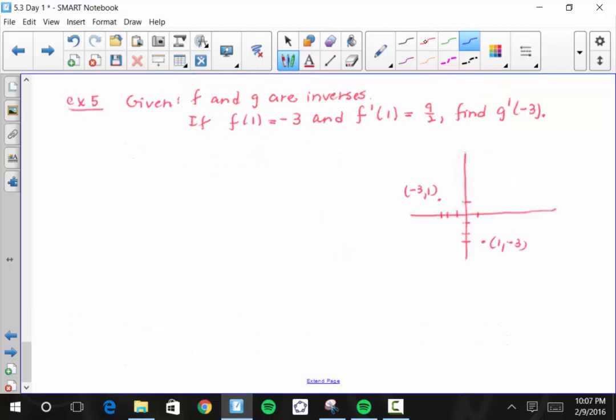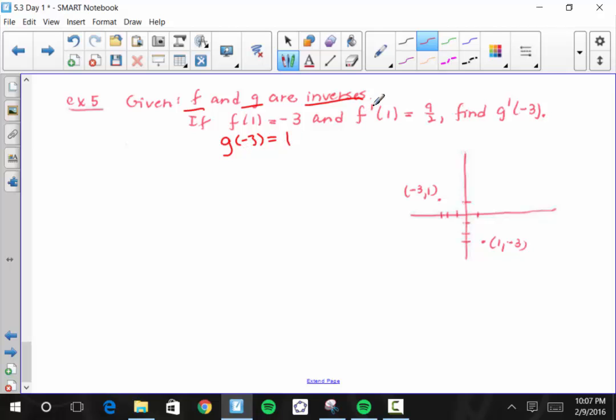Okay, one last problem, guys. We'll call it a day. This is just like the last problem we dealt with. They tell us that f and g are inverse functions. They tell us that f of 1 is equal to -3. Because they're inverse functions, we know that g goes through the point -3, 1.